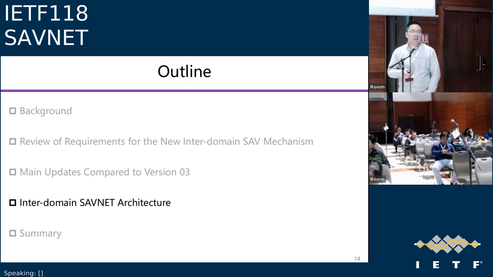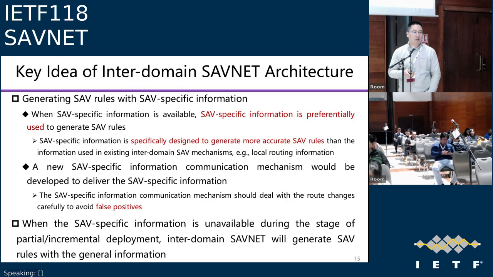Let us look at the detailed updates of the inter-domain SAV architecture. Basically, inter-domain SAV generates SAV rules with the SAV-specific information when it is available. This is because the SAV-specific information is specifically designed to generate more accurate SAV rules than the information used in existing inter-domain SAV mechanisms, such as the local routing information.